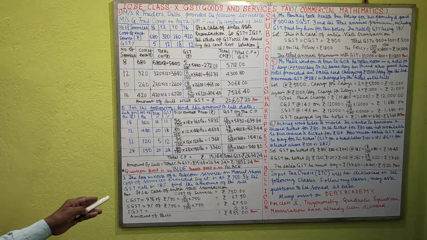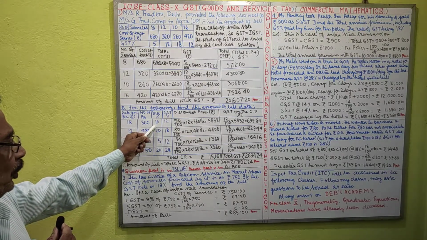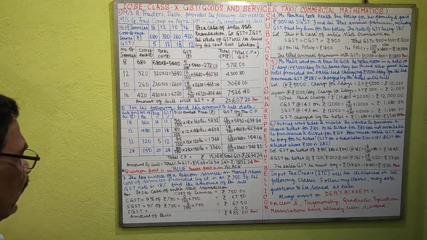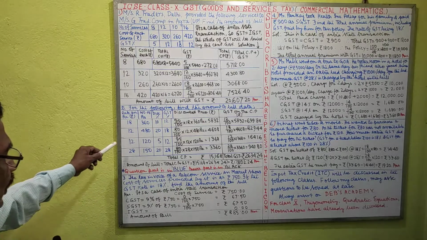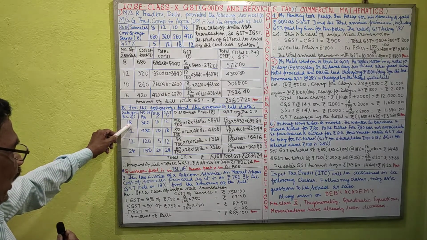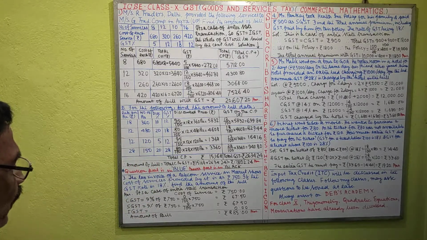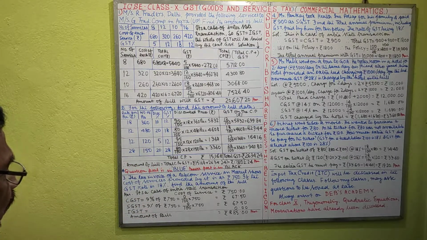Because discount is 10%, therefore discounted percent will be 90, 100 minus 10, that is 90%. 90% of rupees 18 into 360 pieces, which is rupees 5832, and GST at 12% is equal to rupees 699.84. Again, rate per piece is equal to rupees 12.